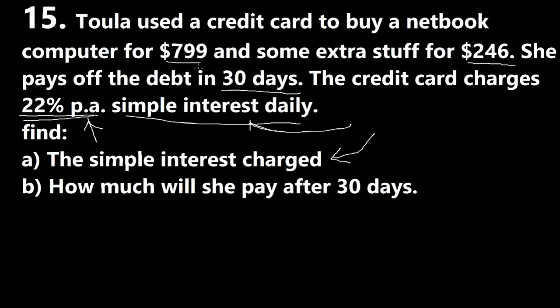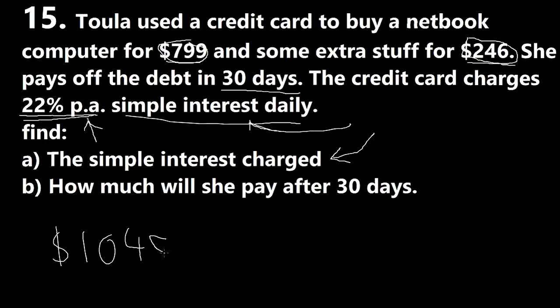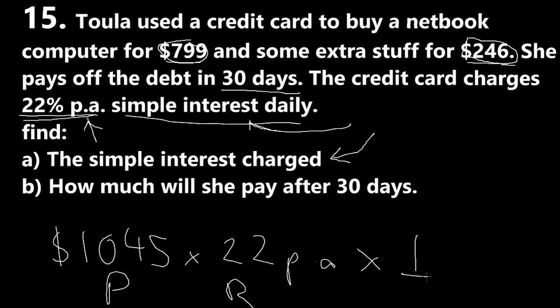So the first thing we're going to do is find out how much she actually borrowed. $799 plus $246 in your calculator, that's going to give you a total of $1,045 borrowed. So it's going to be our P, our principal. Now we want to try and find our R, which is going to be our rate. We know that that's 22% per annum. And then the time period, I'm going to assume that this is for 1 day.